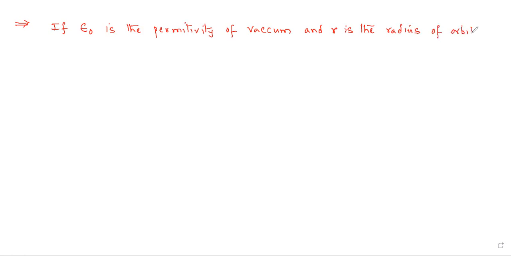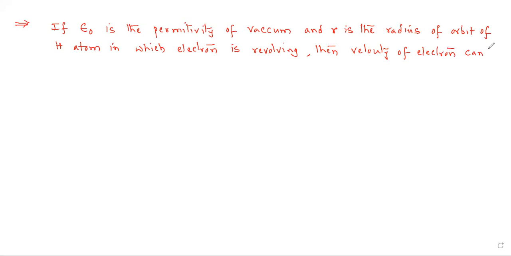If E naught is the permittivity of vacuum and R is the radius of orbit of hydrogen atom in which electron is revolving, then velocity of electron can be given by, this is good.